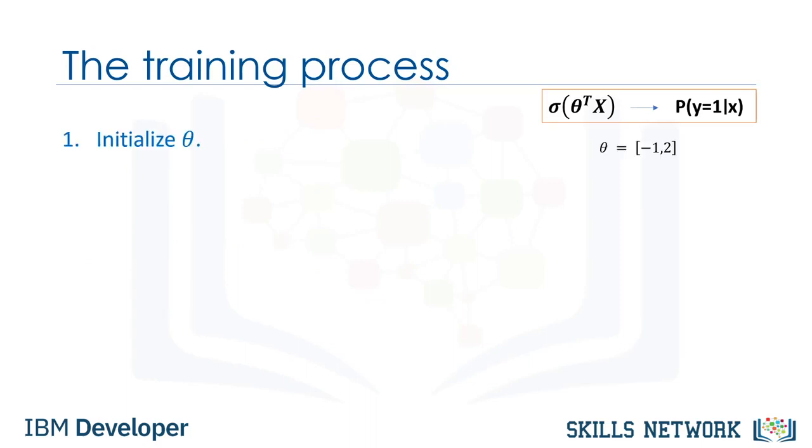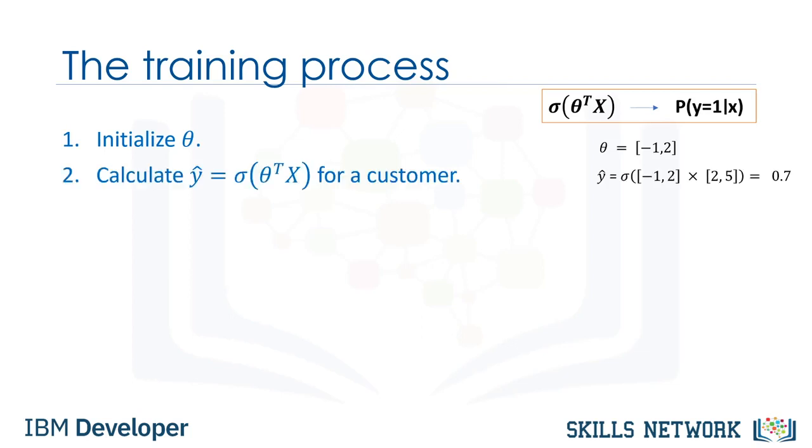Step 1. Initialize theta vector with random values, as with most machine learning algorithms. For example, -1 or 2. Step 2. Calculate the model output, which is sigmoid of theta transpose x for a sample customer in your training set. X in theta transpose x is the feature vector values, for example, the age and income of the customer, for instance, 2 and 5. And theta is the confidence or weight that you've set in the previous step.